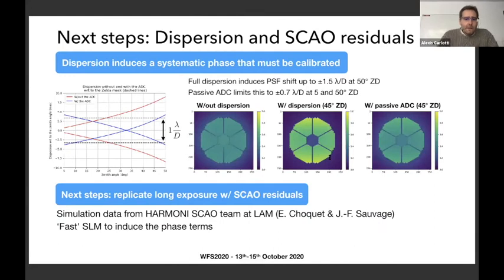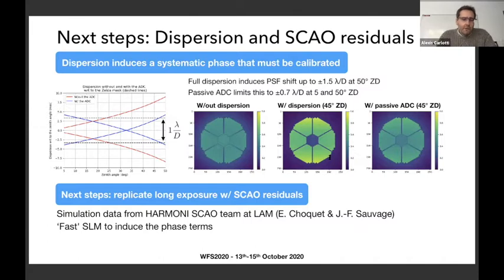And then we have some other steps that we want to go into. The first one is to simulate on this bench the residual dispersion that we'll have to live with, since we're actually going to implement a sort of passive ADC in the high contrast system. It's going to reduce the dispersion that we have, but only by a certain amount. So we'll have to correct for a systematic phase that is induced by the residual dispersion, and we want to validate a strategy to reduce that in the lab.